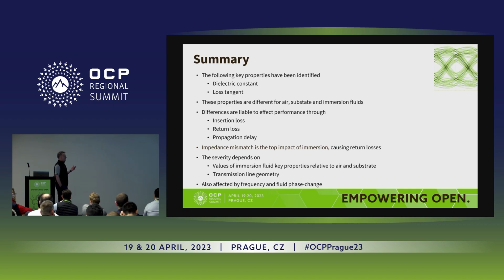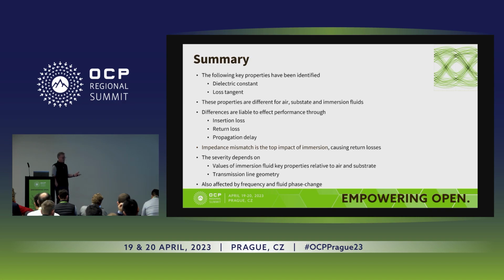The properties are different for air and substrate materials. We write specifications for those. It's important that we understand their value because they're liable to create losses to signal amplitude and to change the timing of signals as well. We know that any mismatch in impedance caused by immersion really changes the impedance and causes signals to bounce back and change the timing. So it throws things out of tune, and we have to do things to bring them back into tune.